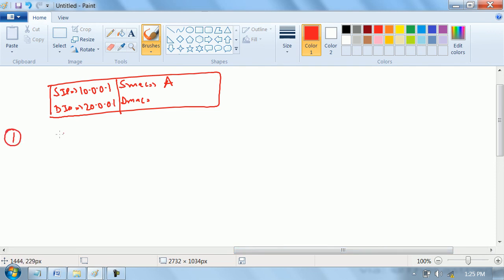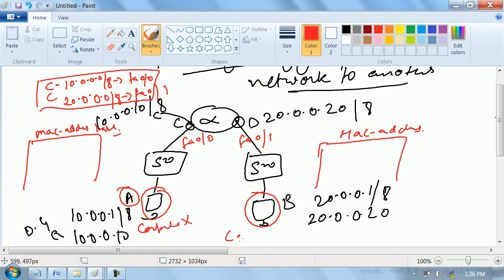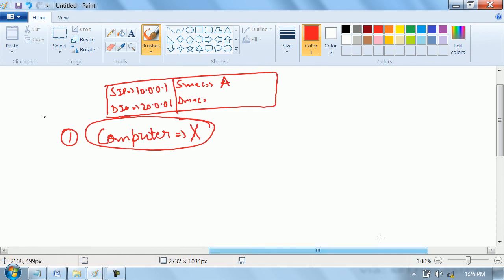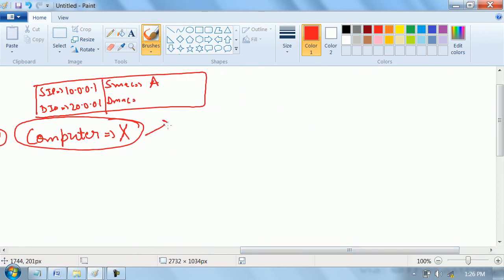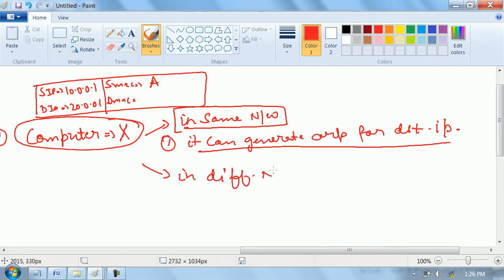First step. Let's say computer X and computer Y. Guys, there can be two cases. Computer X is communicating in the same network. First case, when computer X is communicating in the same network, agree or not? How many people understood this? Everyone? Any problem? Second case: in a different network.